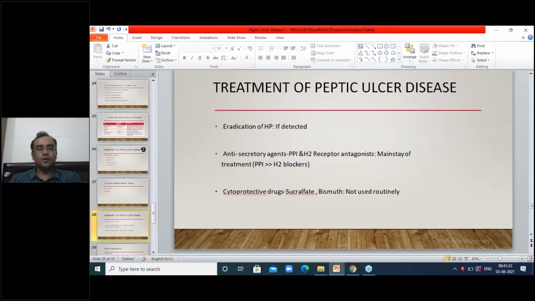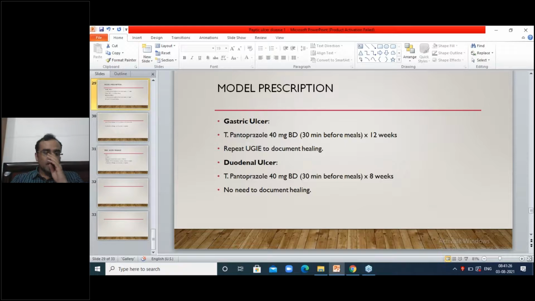So both sucralfate and bismuth would not work. For a model prescription, for a gastric ulcer, it would be a tablet pantoprazole or any equivalent proton pump inhibitor in the OD dosage, 30 minutes before meals for 12 weeks. A repeat upper GI endoscopy is recommended to document healing in gastric ulcers. While for duodenal ulcer, the same treatment is prescribed for 8 weeks, and there is no need to document healing in cases of duodenal ulcer if the patient has improved symptomatically.